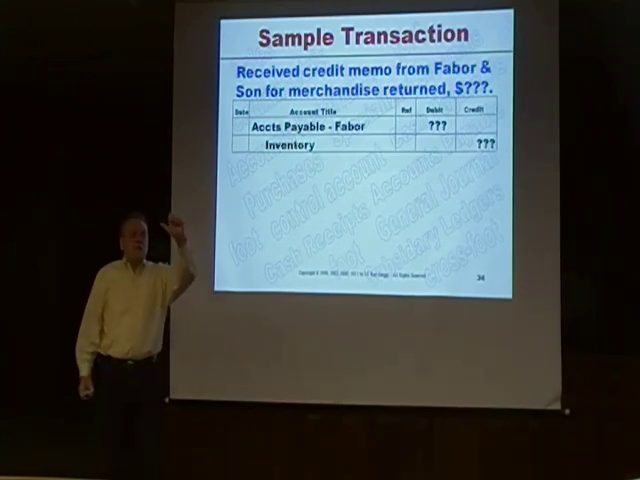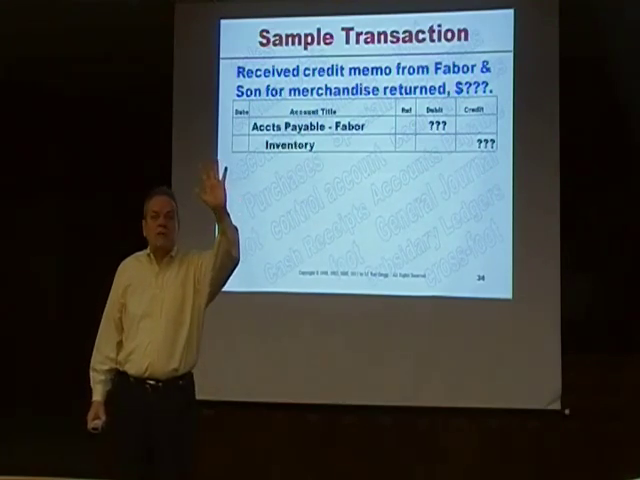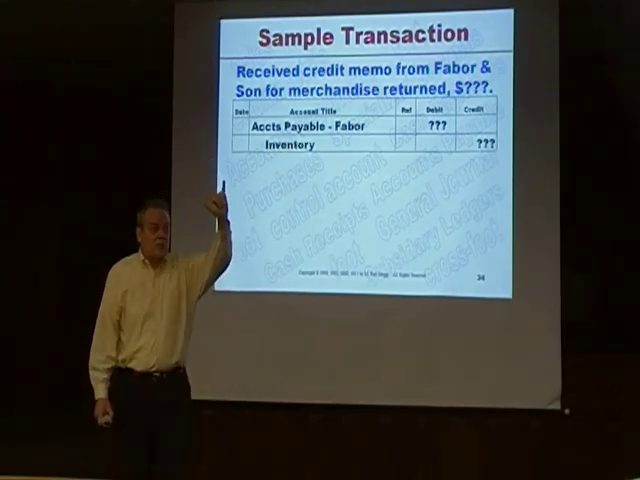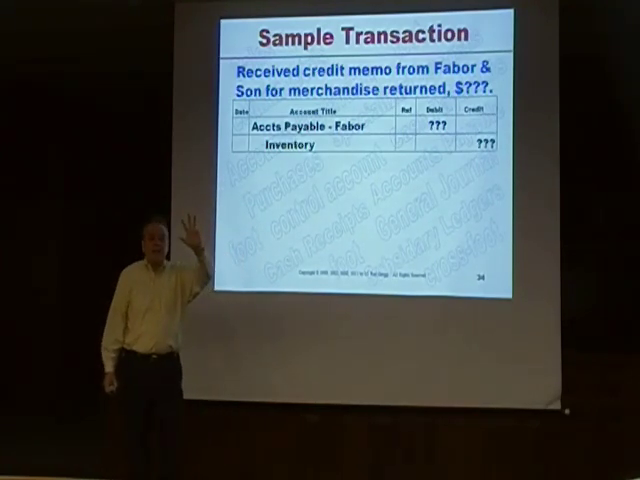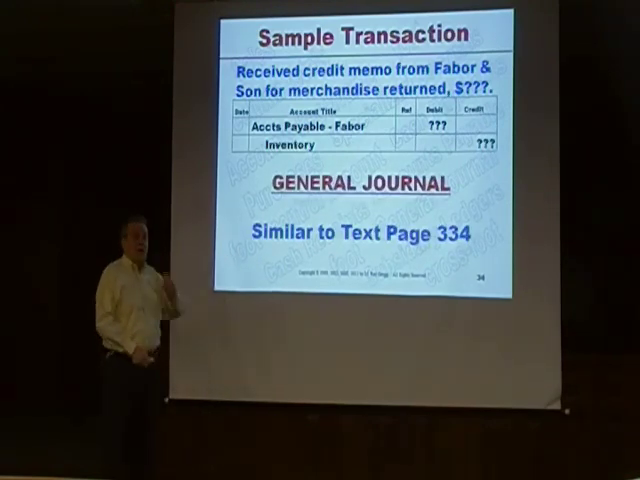Does that go in the sales, purchases, cash receipts, cash payments, or general journals? Somebody blurt something out loud. By the process of elimination, it's not a cash receipt. It's not a cash payment. We didn't buy anything. We didn't sell anything. It will only fit in the general journal. There's an illustration similar to this on page 334 in the book and in your note-taking guide.